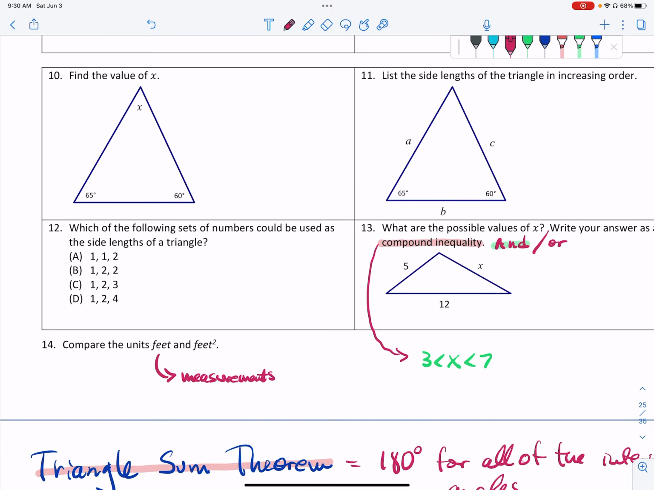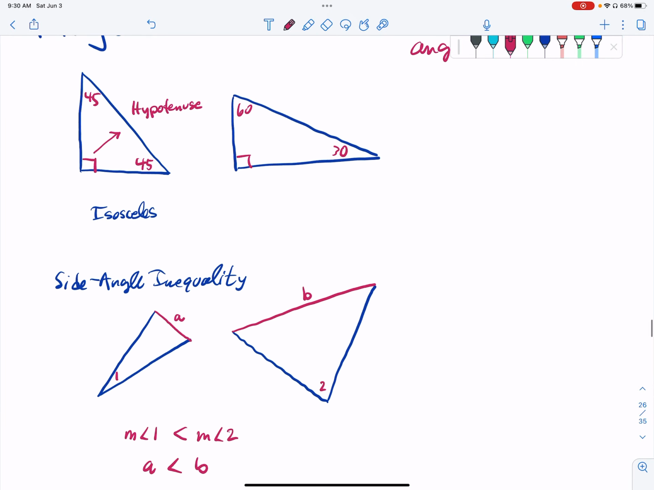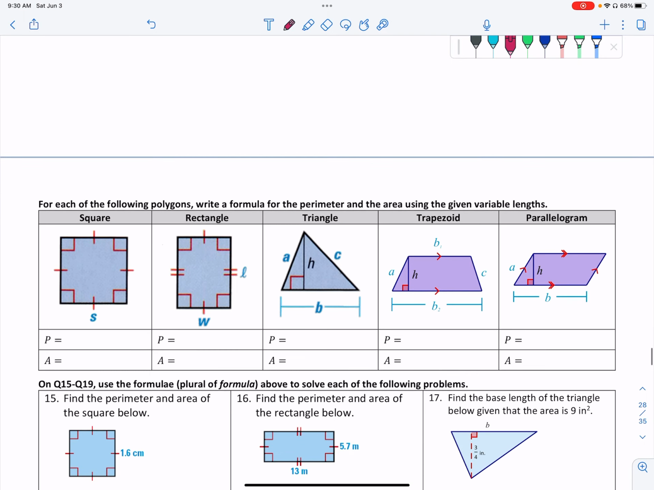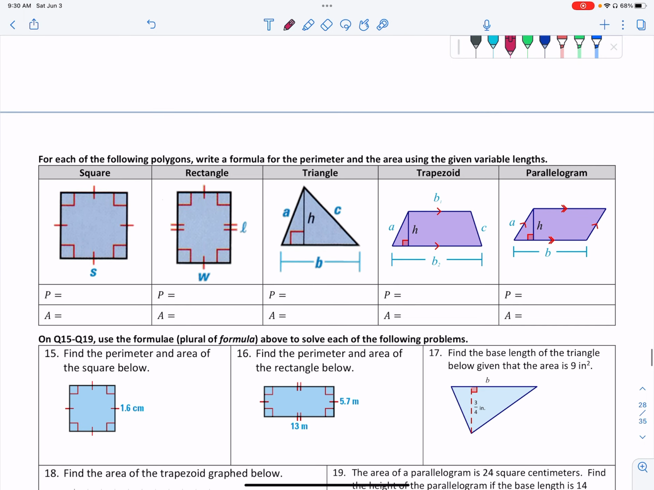And if you don't quite remember what those things are, all you have to do is start looking at the next set of problems, and maybe those will give you some hints as to where you're going to use feet differently from feet squared.